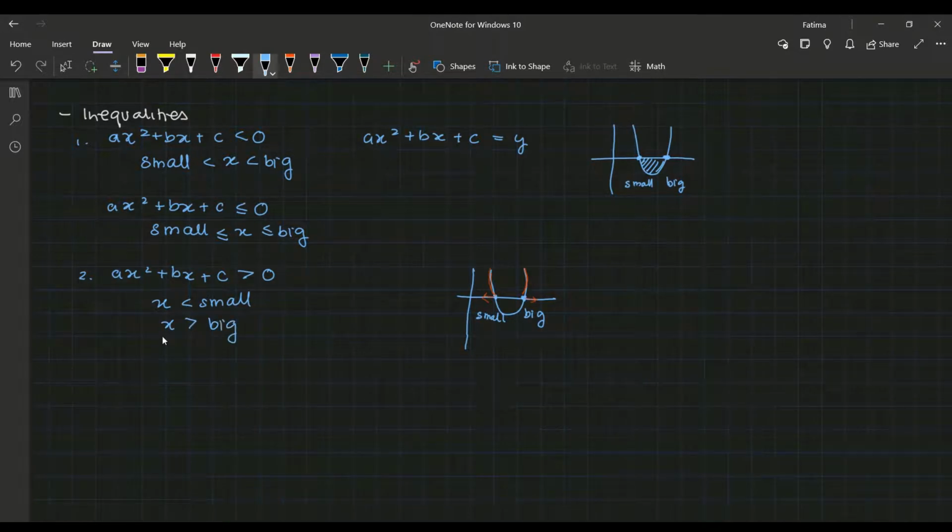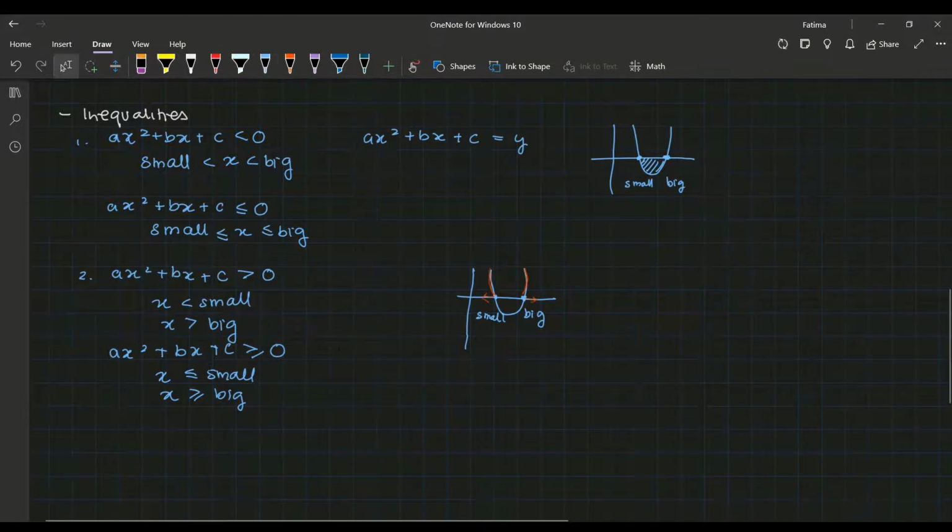Similarly, if instead it was ax squared plus bx plus c greater than or equal to 0, this basically means we'd also have to include our x values that will give us a value of y that is equal to 0. In that case, we'd write our inequality range for x as x less than or equal to small and x greater than or equal to big. So these are the main concepts you'll be applying when solving inequalities.